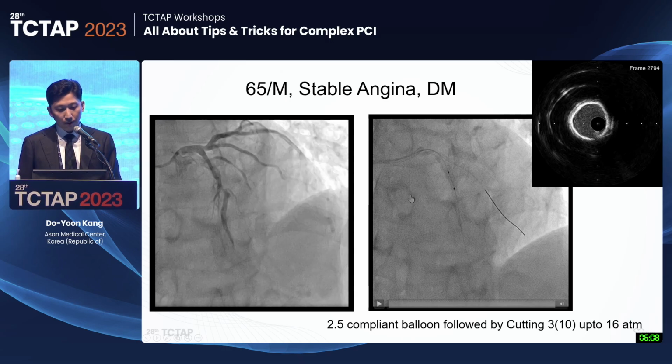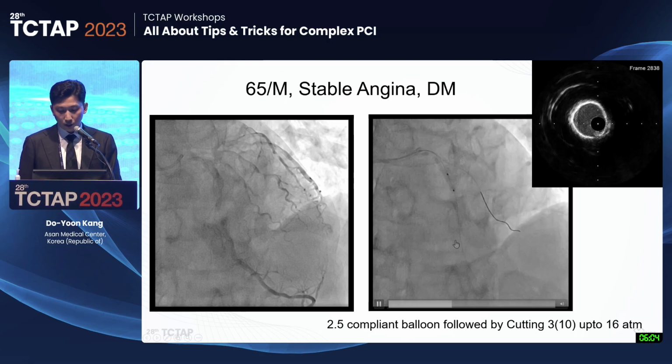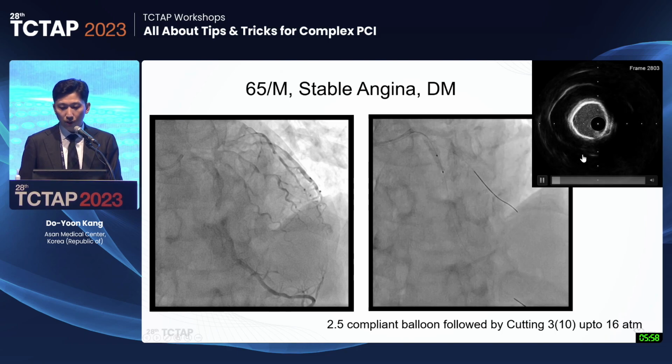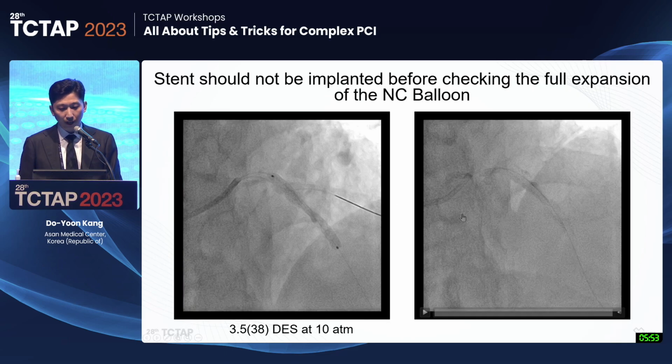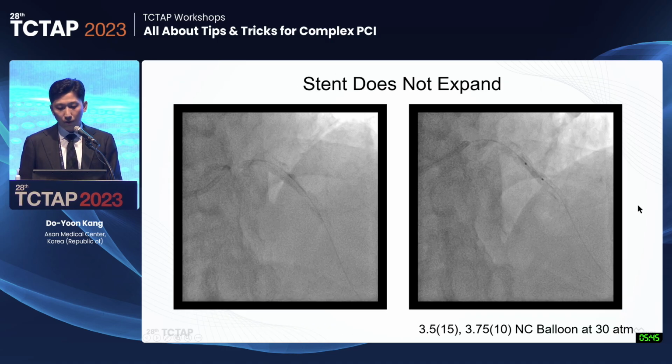This is an example: a 65-year-old male patient with stable angina, treated with a 2.5 millimeter balloon and a 3.0 cutting balloon, but you can see that the balloon is not fully dilated. Even on IVUS, there is no calcium break. The stent should not be implanted, but a stent was placed, and then it does not expand at all.